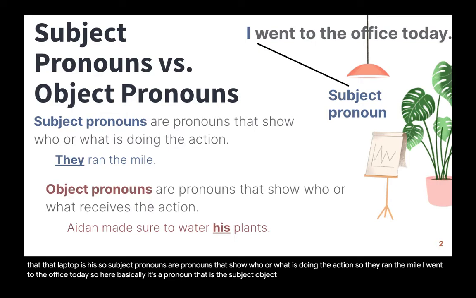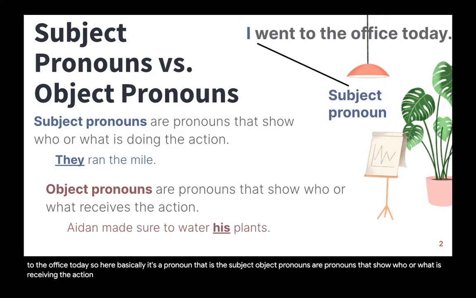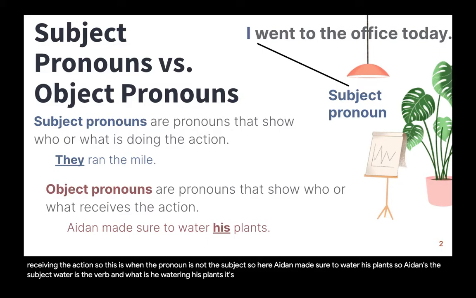Object pronouns are pronouns that show who or what is receiving the action. So this is when the pronoun is not the subject. So here, Aiden made sure to water his plants. So Aiden's the subject, water is the verb, and what is he watering? His plants. It's the object.